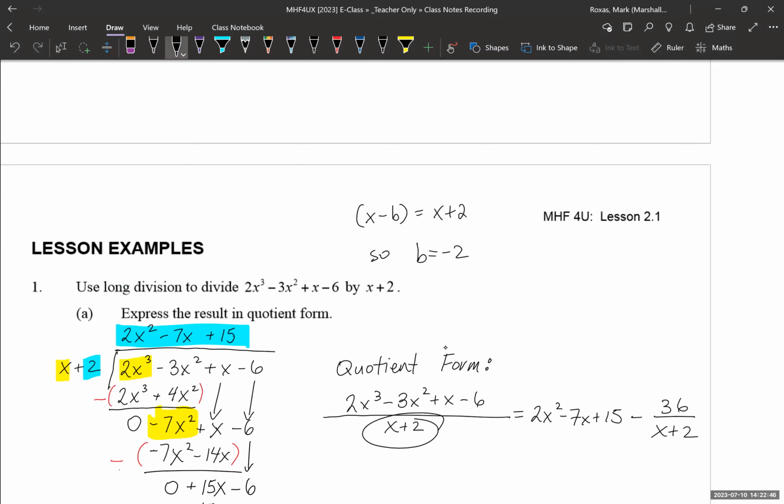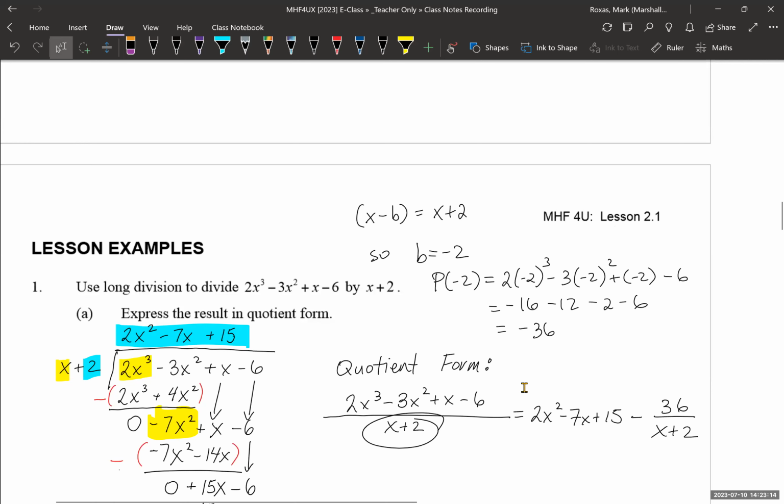And then if I said, okay, p of negative 2, what is that? 2 times negative 2 cubed minus 3 times negative 2 squared plus negative 2 minus 6 equals negative 16 minus 12 minus 2 minus 6, which is negative 36. There it is. So the remainder theorem could have predicted that remainder for us.